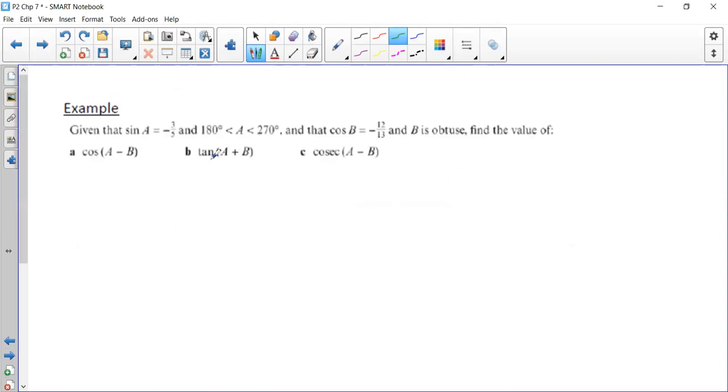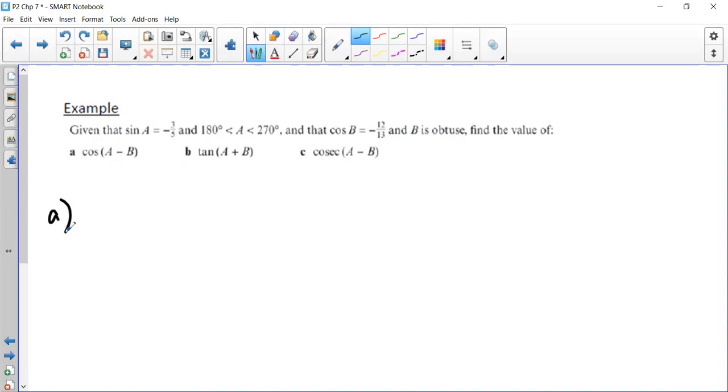So next part, another way we can use the compound angle formula is to work out the values of cos A minus B given the values of sine and cos. Given that sine A equals minus 3/5 and A is between 180 degree and 270 degree, and that cos B equals negative 12 over 13, and B is obtuse, find the value of cos A minus B.